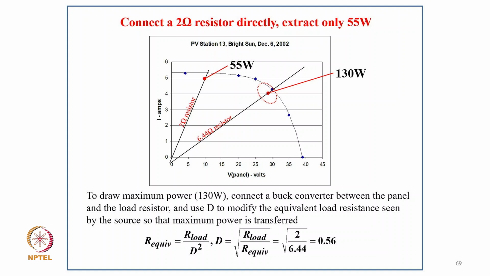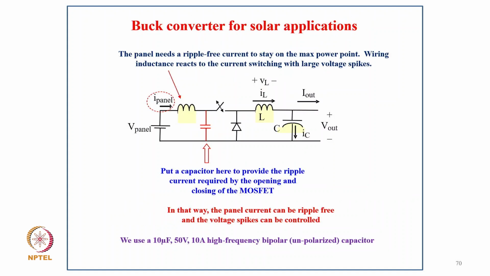So we have a load resistance lower than that. To draw maximum power of 130, connect the buck converter in parallel with the load resistance, and use D to modify the equivalent load resistance seen by the source so that maximum power is transferred. So R equivalent is R load upon D square, or D equals the square root of R load upon R equivalent, and that is root of 2 divided by 6.44, which equals 0.56.